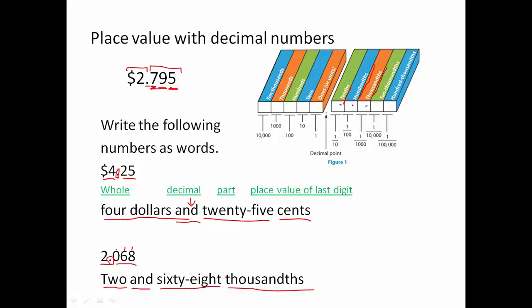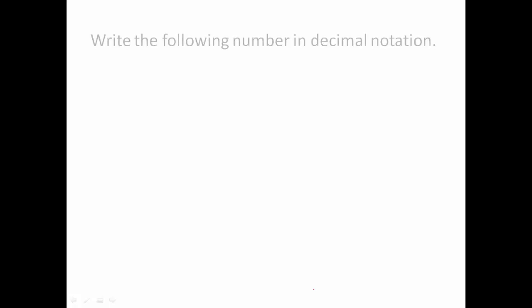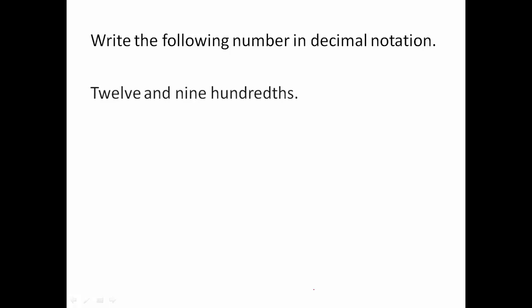Let's go the other way around now. Let's take the following number and write it in decimal notation. 12 and 9 hundredths. Well, if I look at this, I'm going to work backwards using the same exact process. I'm going to take the first word here, which is the number written out as 12, and I'll just write that as the whole number 12. My magic word and is going to become the decimal point.